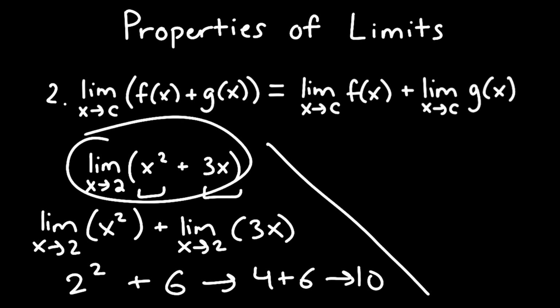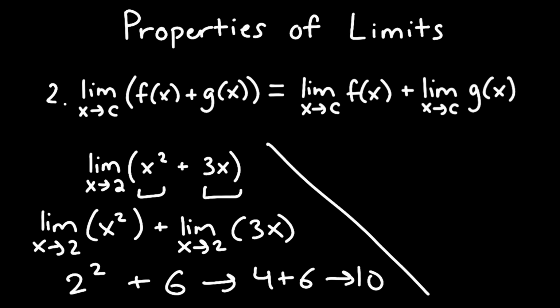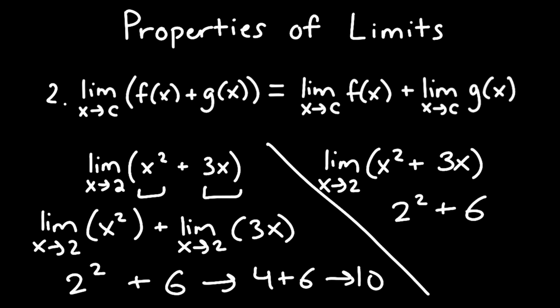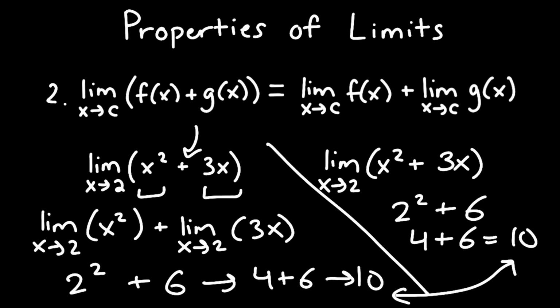And you can tell that this property applies if you simply use the plug-in method on the original limit. Now, obviously for this one, it's really straightforward, so you would probably just use the plug-in method to begin with. But for more complicated limits, which involve more trig functions, maybe even logarithmic functions, this is going to be a lot more useful to know. So here, if we just plug in, we get 2 squared plus 6, which again, 4 plus 6 equals 10. These are the same thing, proving this property as well. This also holds true for subtracting functions, so if there was a minus sign here instead of a plus sign, you could do the same thing.